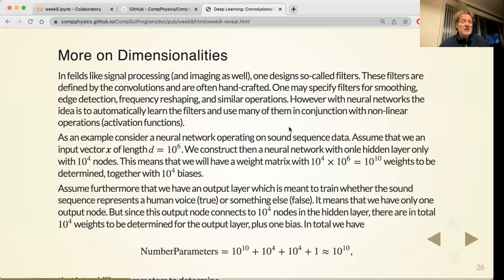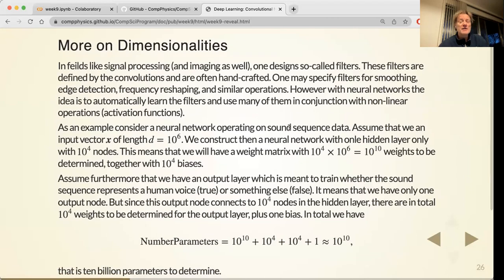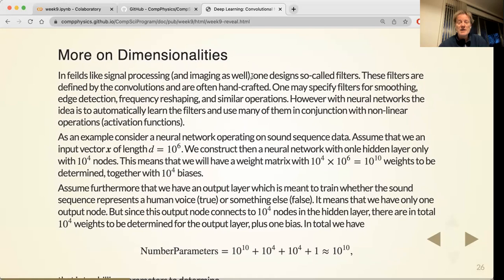Now, if you look at fields like signal processing, one normally designs so-called filters, and these filters are defined by convolutions. You will be surprised to see how much they are handcrafted, and it depends very much on the type of signal which you're expecting. As I mentioned earlier, if you're trying to reproduce images of houses, these are really handcrafted to the detection of properties of houses. You may specify filters for smoothing, edge detection, frequency reshaping and similar operations.